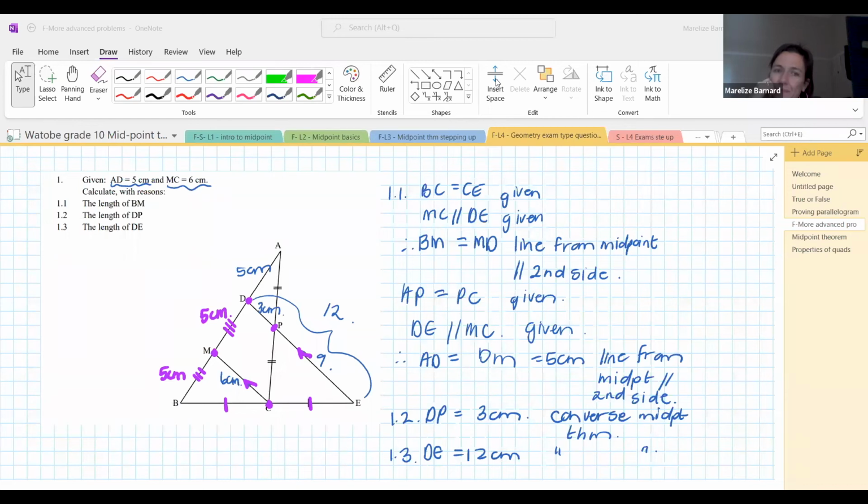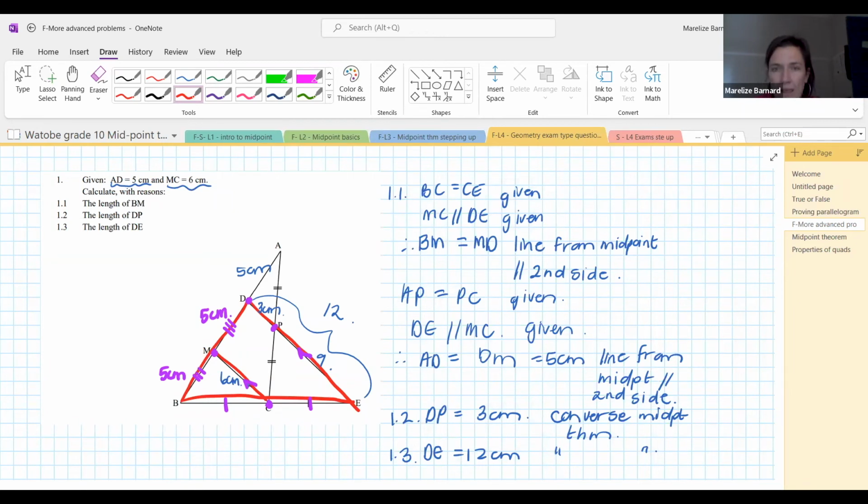Ma'am, why is DE 12 centimeters, ma'am? Okay, so if you look in this triangle, I'm going to highlight it in red. This one here. And this side, we said was 6. So DE must be twice MC because of the midpoint theorem. So that's why DE is 12. Okay, thank you, ma'am. Use your colors.